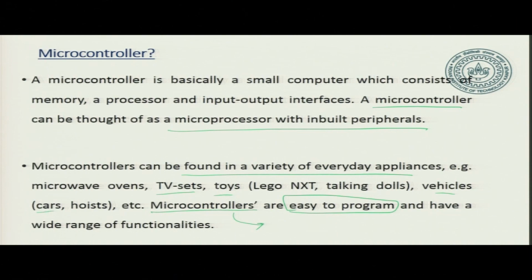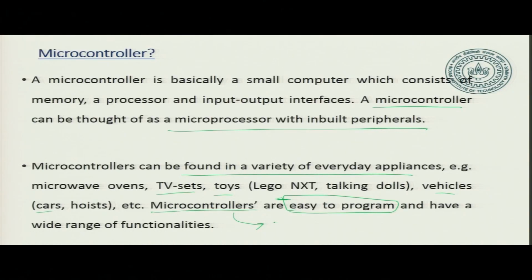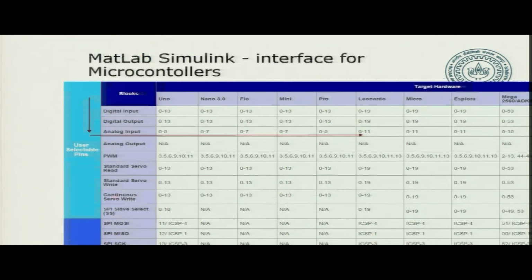All you need to do is to just download that open source code, which is very easy to understand, and you can have your own program and your own application. So, one is easy to program, the second is very cheap. A very good microcontroller like Arduino would cost you hardly about 700-800 rupees. So, they are cheap, they are easy to program, and they have a very wide range of functionalities. You can do so many things with a microcontroller, and because of this, microcontrollers are found everywhere today.